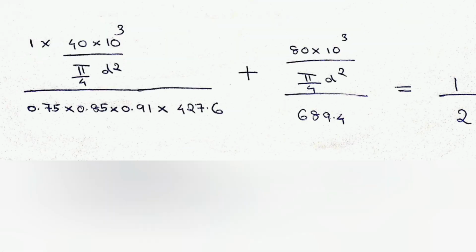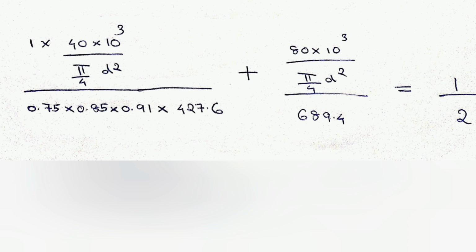We know the value of KTF. KTF is 1 into sigma A. Sigma A is 40 into 10 raised to 3 divided by pi by 4 d square, divided by ABC. A is the correction factor for load, that is 0.75, into B, the correction factor for size, that is 0.85, into C, the correction factor for surface, that is 0.91, into sigma endurance. It is given as 427.6, plus sigma M. Sigma M we have found out, 80 into 10 raised to 3 divided by pi by 4 d square, divided by sigma YP.